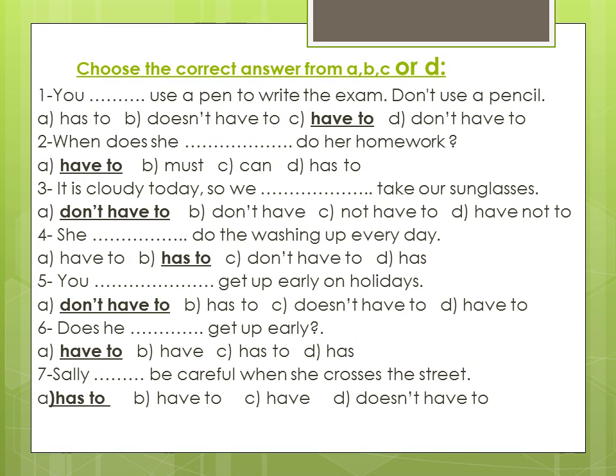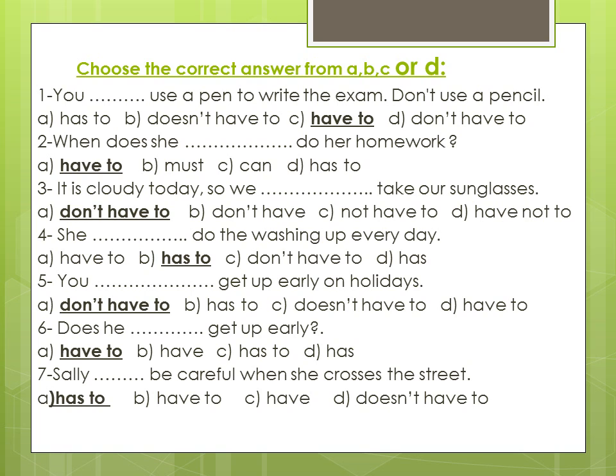3. Because it's cloudy today, so we don't have to take our sunglasses, it's not necessary. 4. She has to do the washing up every day. It is affirmative, and the subject is she, singular. So we use has to. 5. You have to say you don't have to get up early on holidays. On holidays you are not obliged to get up early.